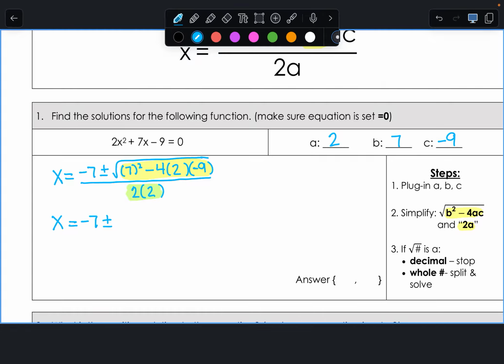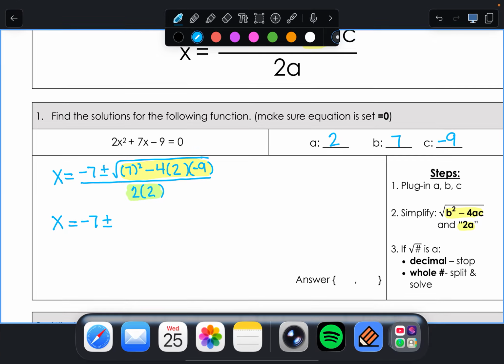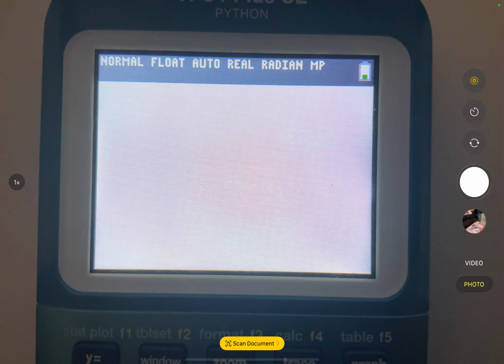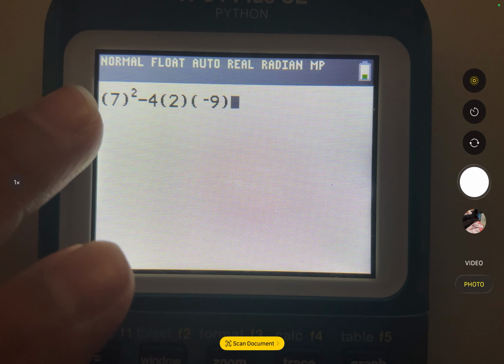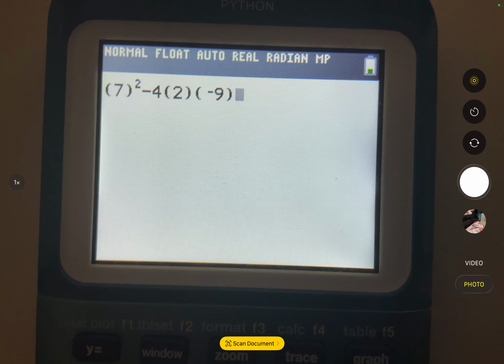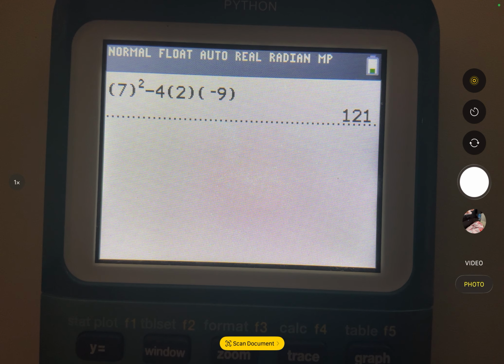So I'm going to type that in. 7 squared minus, hold on. Everything under the square root is 7 squared minus 4 times what? Somebody remind me. 4, 2, and then 9. 9 or -9? -9, right? So this is everything I wrote under the square root symbol, and you should get 121.